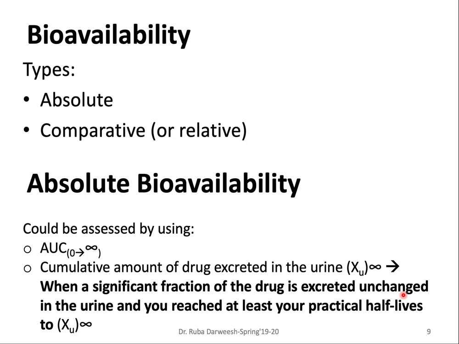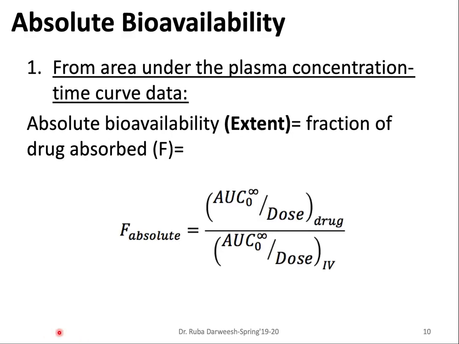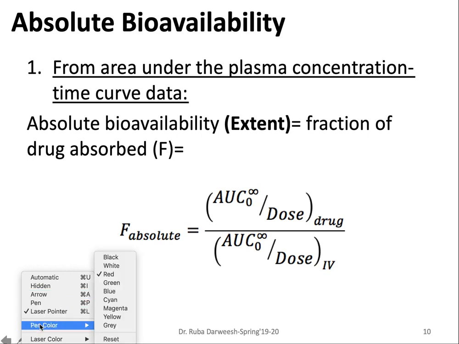This is one thing. Another thing, we need a significant fraction of that to be excreted. To determine 0 to infinity, or the total amount excreted in the urine, this practically cannot be done. So usually in practice, we have 5 half-lives, and this is what we mentioned earlier when we talked about amount excreted in the urine. To determine the absolute bioavailability using area under the curve, in other words, we are using plasma data, which is something very important.